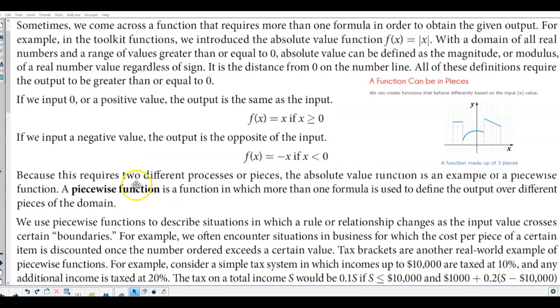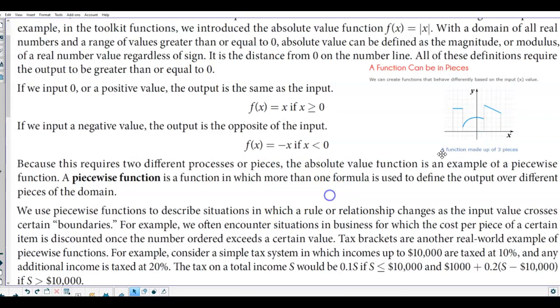Now, because this requires two different processes or pieces, the absolute value function is an example of a piecewise function. A piecewise function is a function in which more than one formula is used to define the output over the pieces of the domain. If you look at this figure here, this is what a function can be. It can be in pieces. We can create functions that behave differently based on the input x value. In this particular piecewise function, it's made up of three pieces. There's one piece, there's a second, and then there's the third.